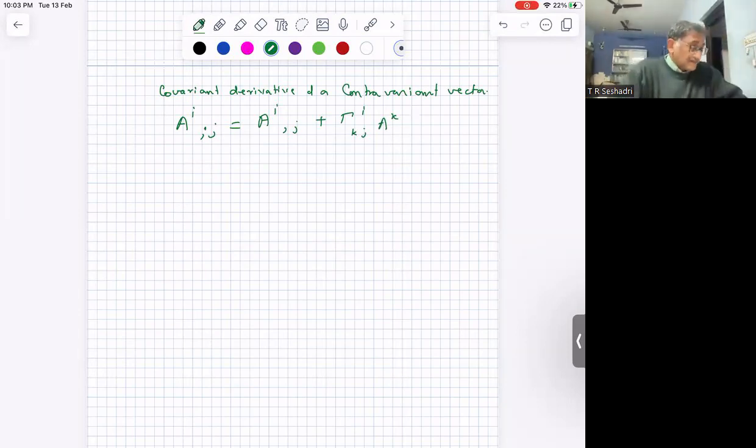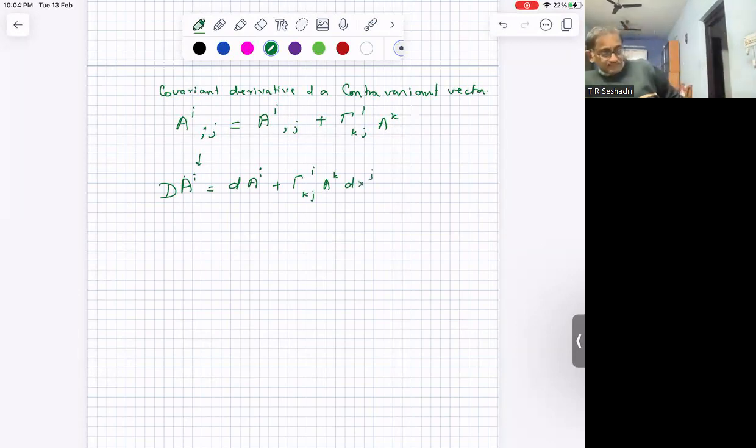Okay. Now let us do the following. How did this come about? I had dAi is equal to dAi plus gamma ikj Ak dxj. This is what we had.